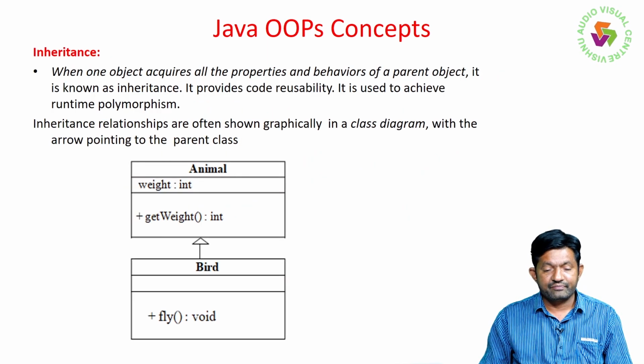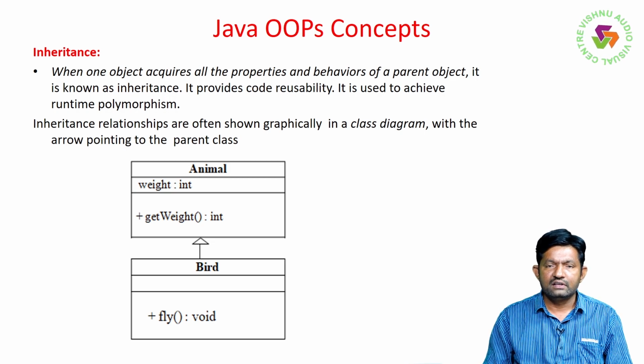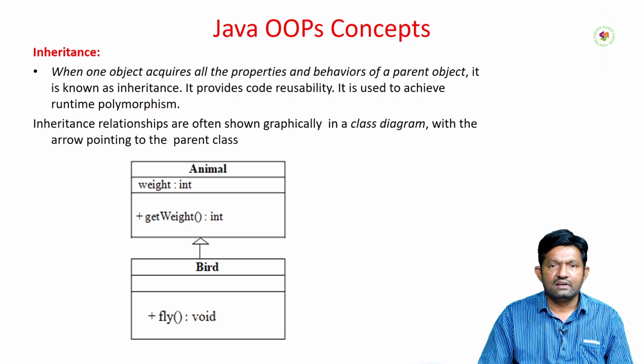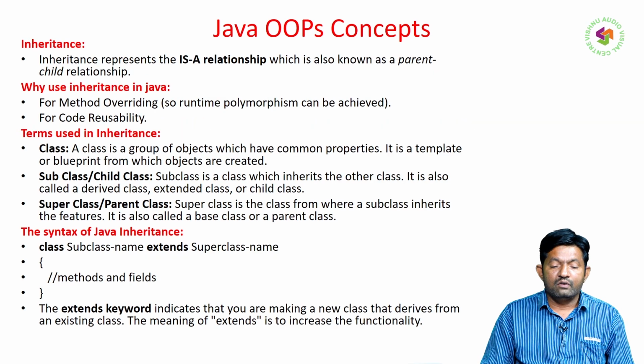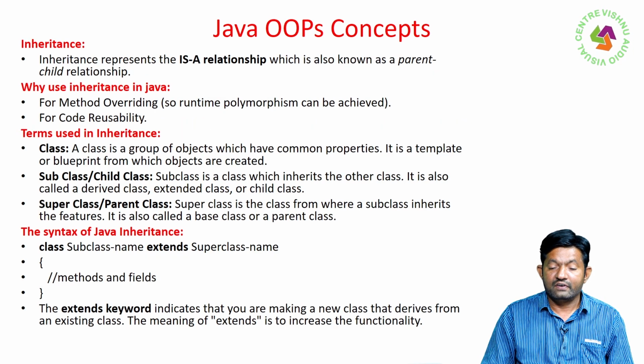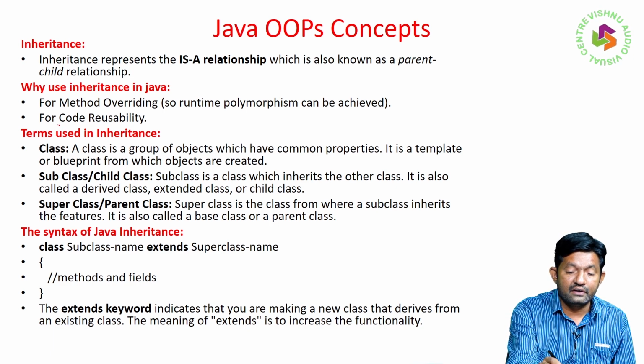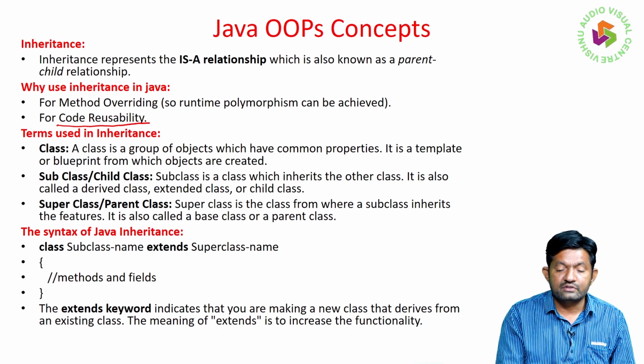Next, coming to inheritance. Inheritance is one of the important concepts in object-oriented programming in Java. Inheritance is the concept of acquiring the properties of one class into another class. Previously we used only one class. Now in inheritance we acquire the properties of one class into another class. Why use inheritance in Java? For method overriding, runtime polymorphism can be achieved, and mainly we use inheritance for code reusability.